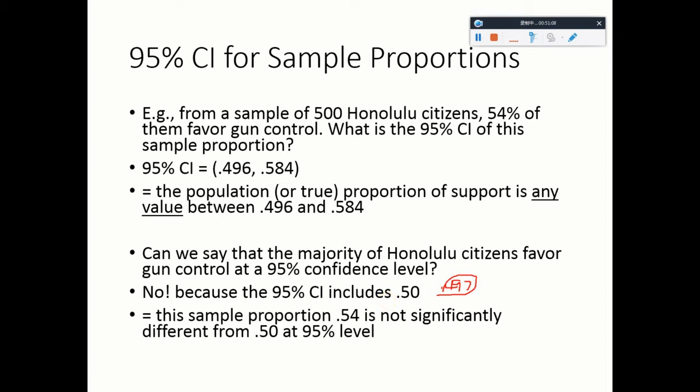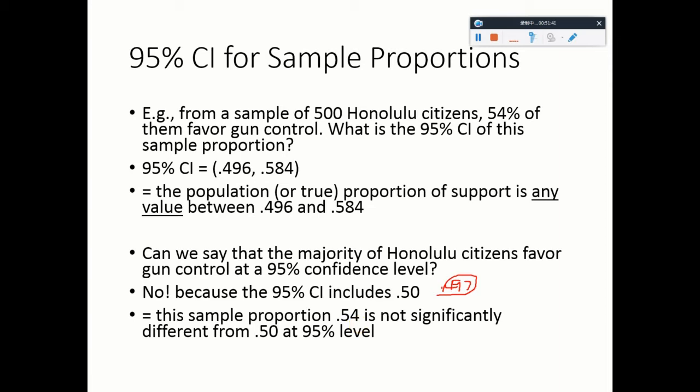So in other words, the sample proportion 0.54 is not meaningfully different from 0.5 at a 95% level, right? There's a difference. Of course, these two values are different, but statistically they're the same because this difference of about 0.04 could just be because of chance, right?